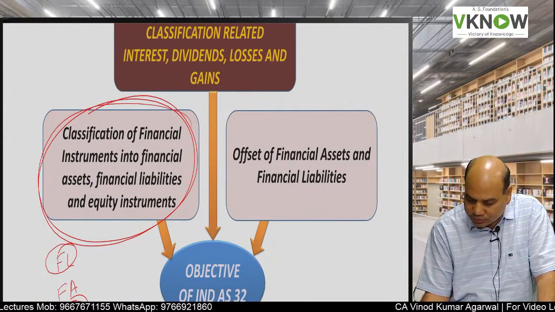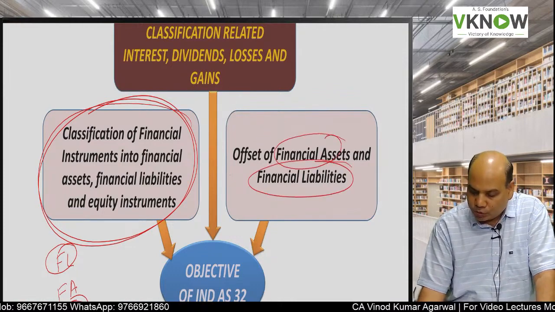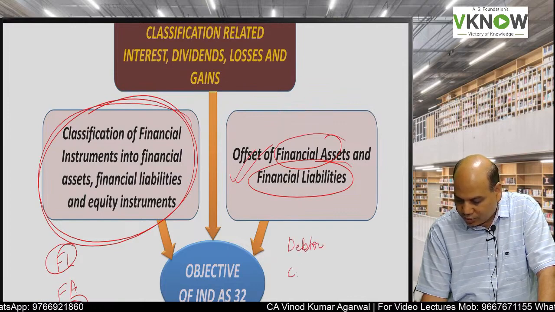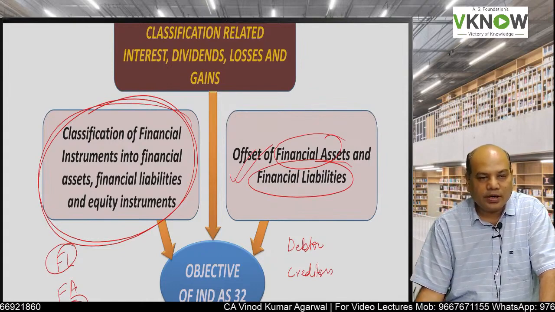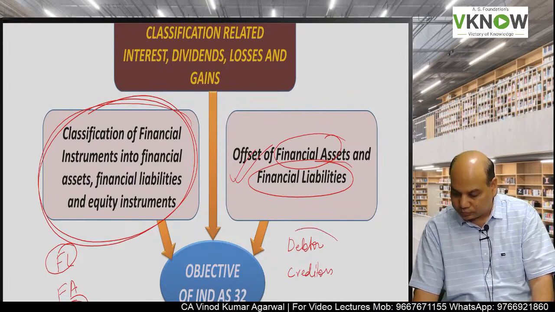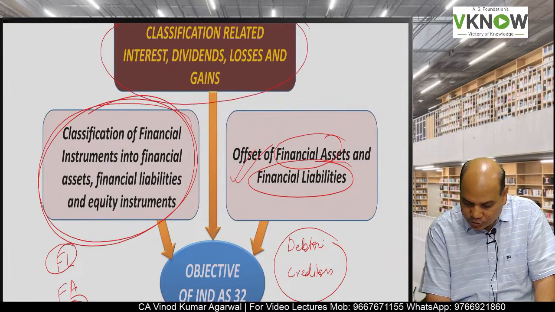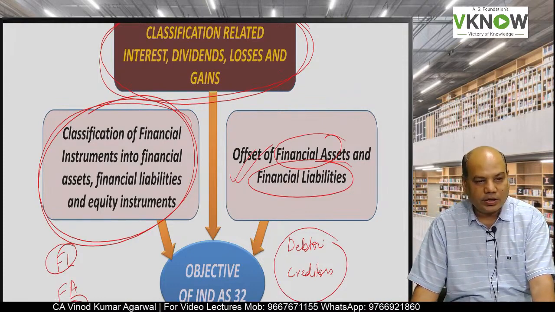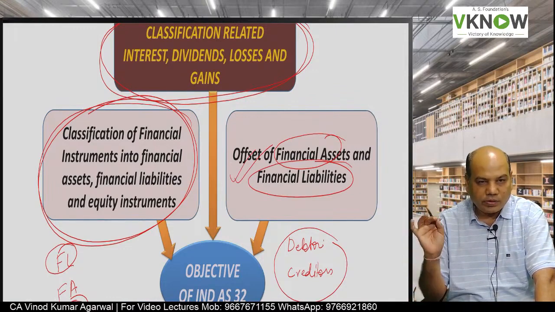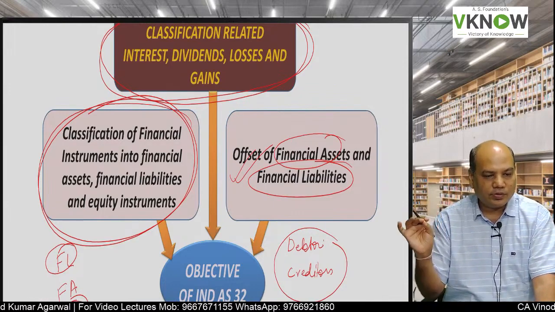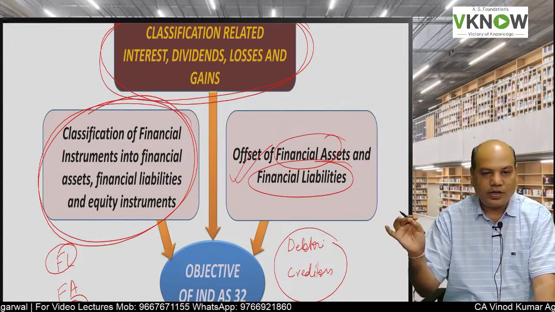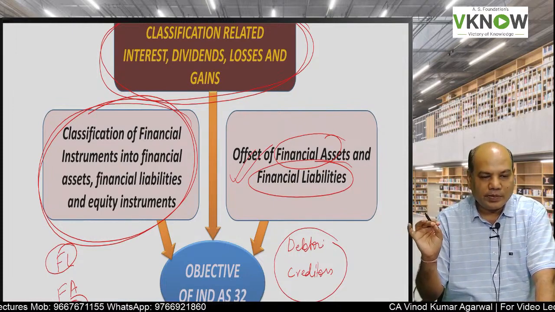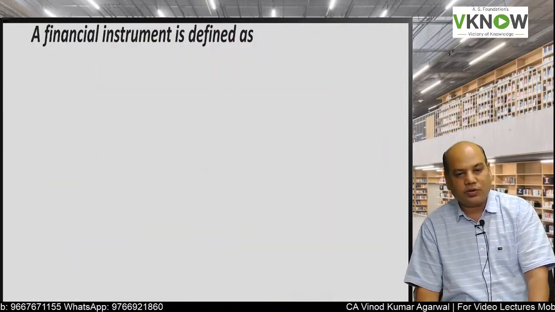Then the next is, can financial asset and financial liability be offset for presentation purpose in the balance sheet? For example, can debtor and creditor be shown net of each other in the balance sheet? That is the question we will discuss. And then this standard also deals with the treatment of interest, dividend, gains and losses in the financial statement. So our objective is whether a financial instrument is financial asset, financial liability or equity, whether financial asset and financial liability can be set off against each other for presentation purpose, and third is what will be the treatment of interest and dividend, gains and losses in the profit and loss account and SOCIE.